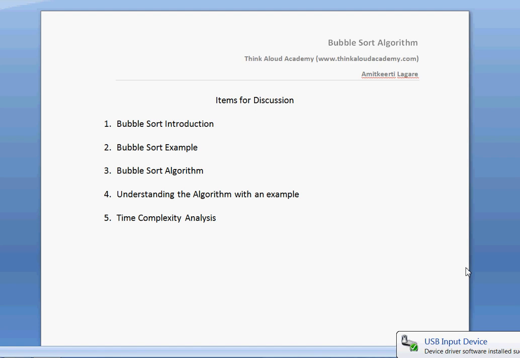Now, bubble sort is generally the first technique that is taught when sorting algorithms are introduced. So this concept of sorting is generally explained as the first method of sorting. So it's a kind of easier way of getting into the concept of sorting. So let's look at a bubble sort example now.